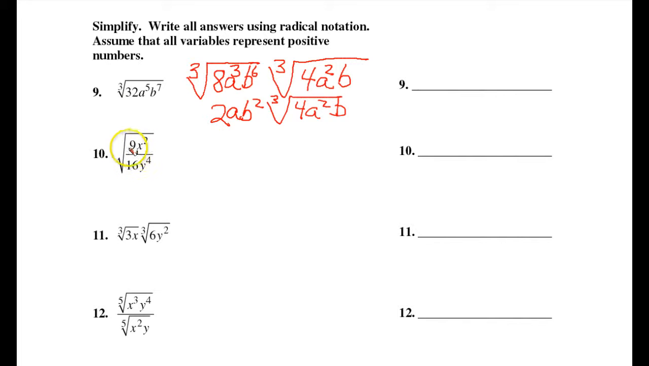All right, here, both of these are perfect squares now. Square root of 9 is 3. Square root of this is x. Square root of 16 is 4. A to the 4th, remember there's a 2 here. You're going to divide 4 divided by 2, which gives you y to the 2nd.